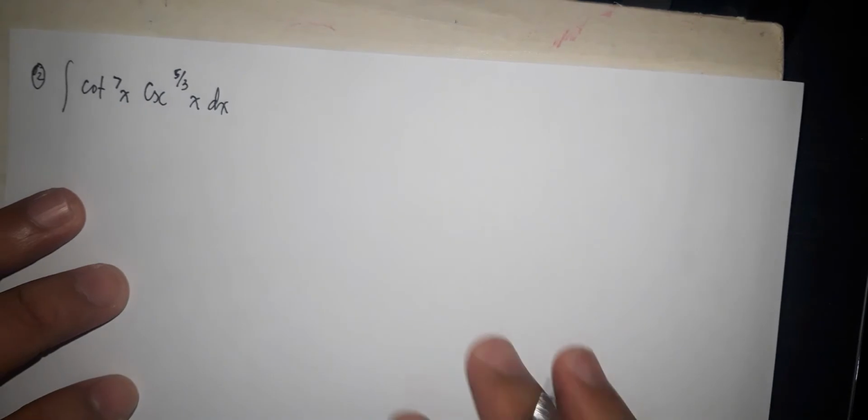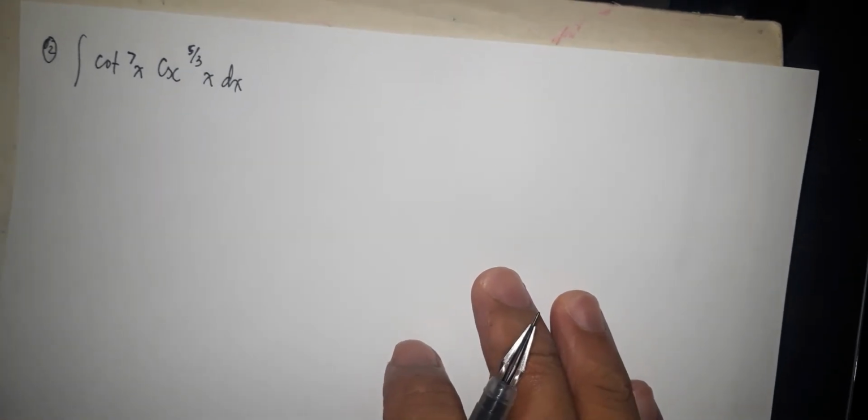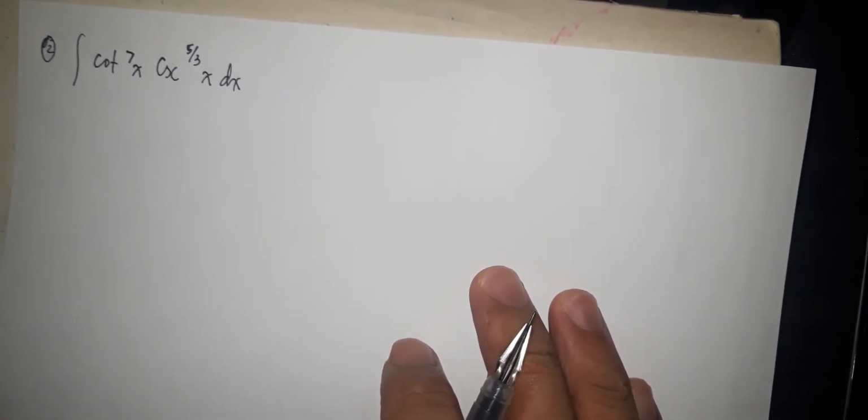So, let's have another example. What if I have here cotangent to the 7 cosecant raised to 5/3 dx? So, remember, ang main focus natin dito sa case 3, dapat ang exponent ng cotangent or ng tangent mo ay odd. Since 7 is an odd exponent, this will fall under case 3.